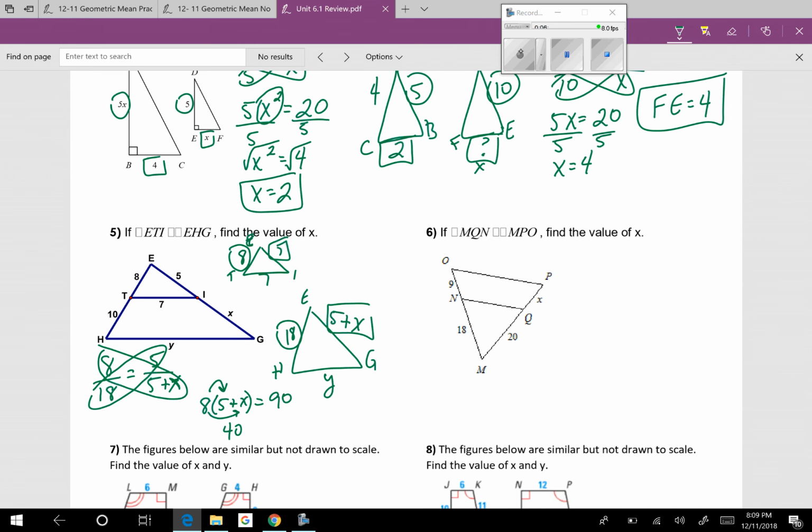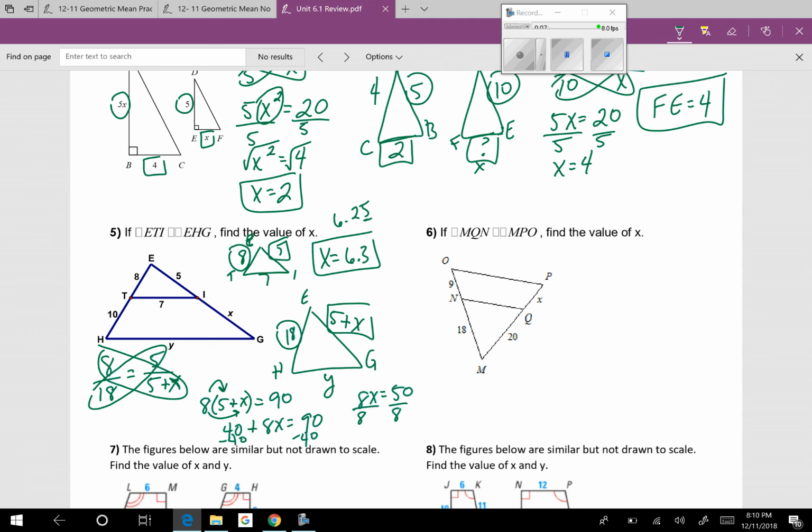So we have 40, because 8 times 5 is 40, and then 8 times x is 8x. That's equal to 90. So take away 40 from both sides. So we have 8x is equal to 50. And so now divide by 8. So we have x is 6.25. If you round that to the tenths, look at this one, it's 5, so it's going to make that 2 round up, so 6.3.